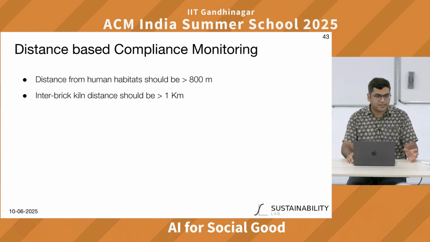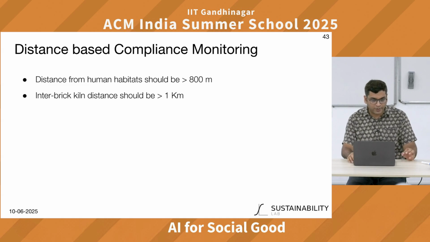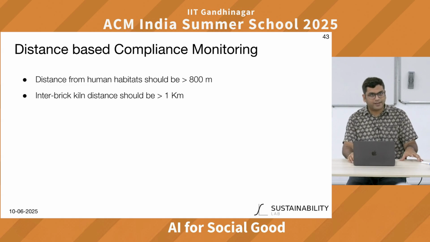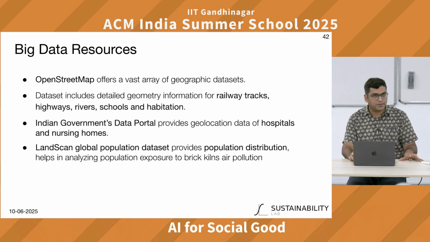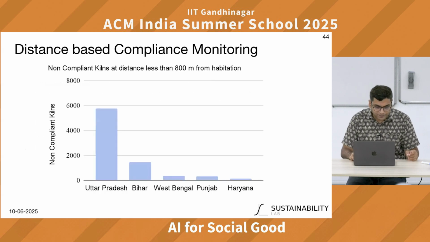Like there were some distance-based compliance rules. The distance from human habitat should be greater than 800 meters and the distance between 2 kilns should be greater than 1 kilometer. Now we could easily answer such questions because we had access to OpenStreetMap and related data sets.